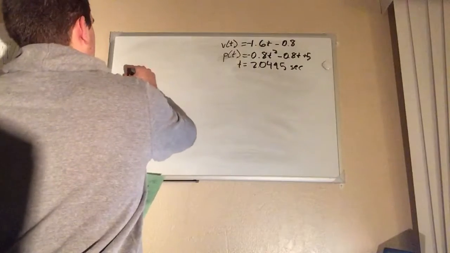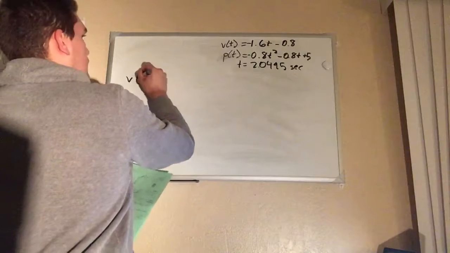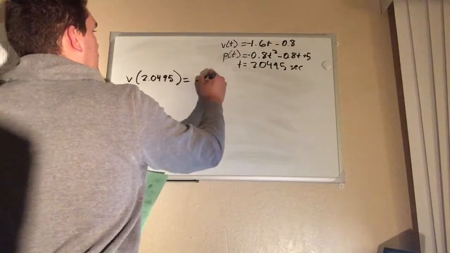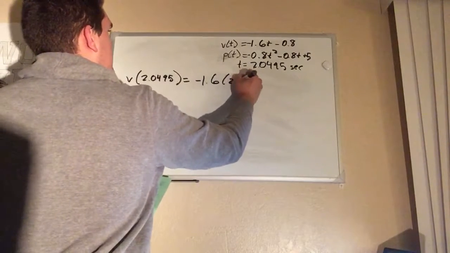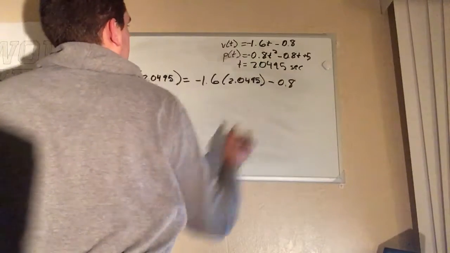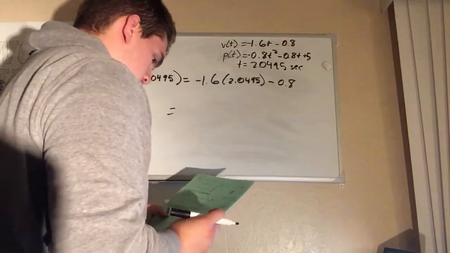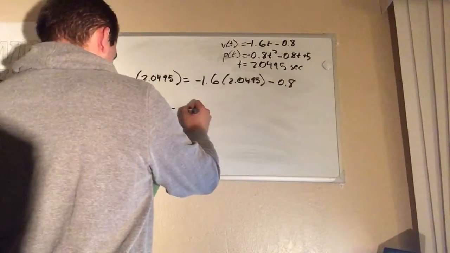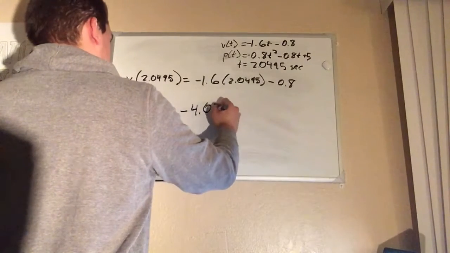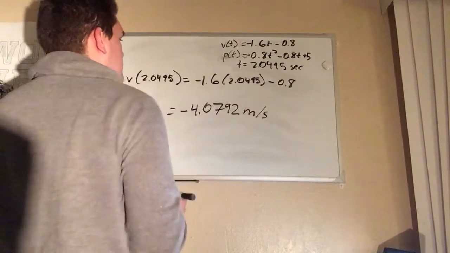So we're going to plug this into our velocity function. So v of 2.0495 is equal to negative 1.6 times 2.0495 minus 0.8. And then you just do some math, and what it's going to give you is negative 4.0792, and that's in meters per second.